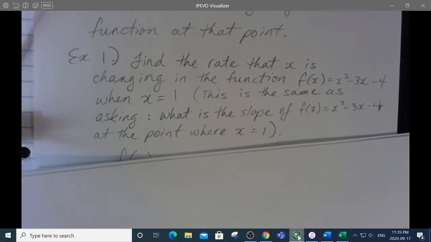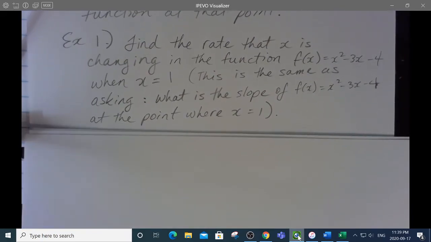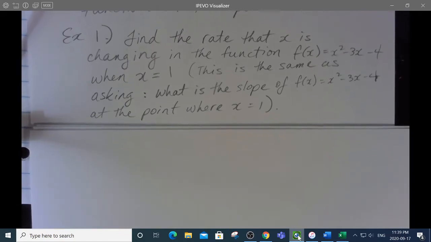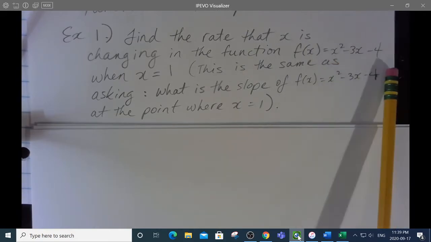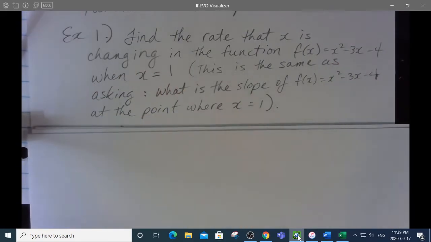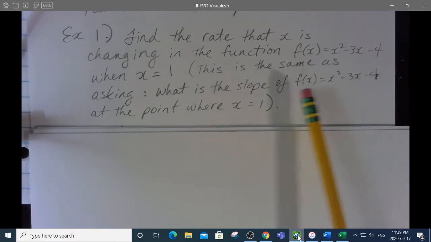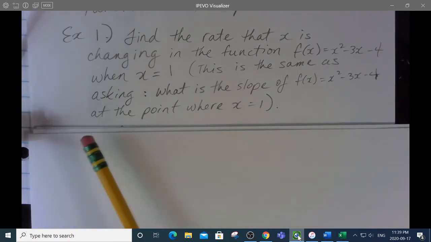Let's do an actual example together. Example 1. Find the rate that x is changing in the function f of x equals x squared minus 3x minus 4 when x is 1. This is the same as if I'd have asked the question this way. What is the slope of f of x equals x squared minus 3x minus 4 at the point where x is 1? It's the same question exactly, just worded differently. So I'm looking for the slope of a curve. This is one of the things Sir Isaac Newton was trying to solve when he invented calculus.